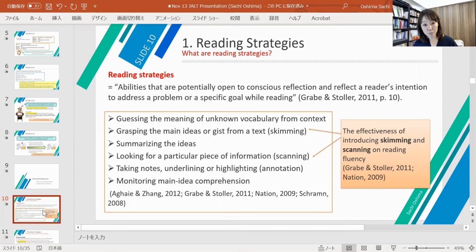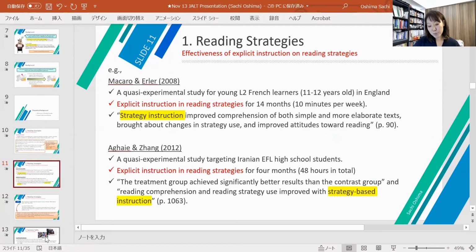in other words, skimming or summarizing the idea, and looking for a particular piece of information, or scanning, taking notes, underlining or highlighting, in other words, annotation, or monitoring main idea comprehension. Among these reading strategies, Nation and Grabe and Stoller pointed out the effectiveness of introducing skimming and scanning on reading fluency. Some previous studies have uncovered the positive effect of explicit reading strategy instruction on student reading comprehension.